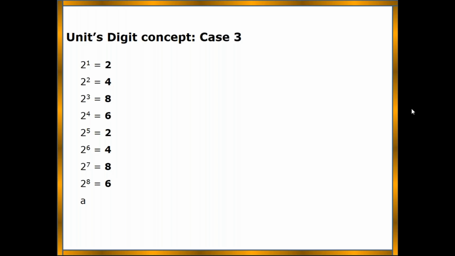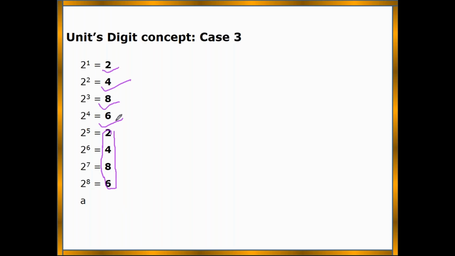So what did you observe here? 2 power 1 is 2, 2 power 2 is 4. Everyone please see the screen. 2 power 3 is 8, 2 power 4 is 6, again 2 power 5 is 2, then 4, 8, 6. If you observe clearly, these four values are repeated: 2, 4, 8, 6, 2, 4, 8, 6, 2, 4, 8, 6. It means the values are repeated for every 4 iterations.